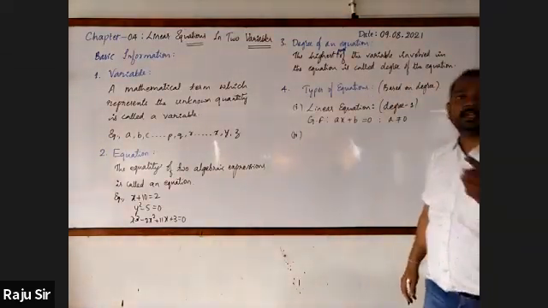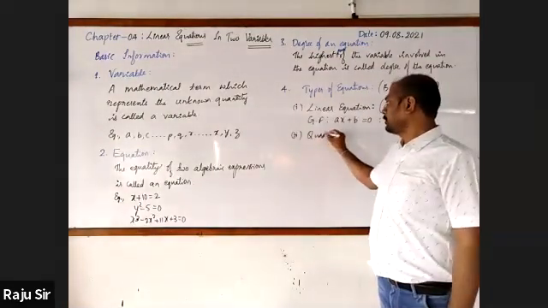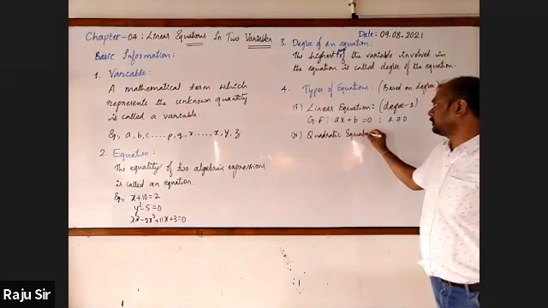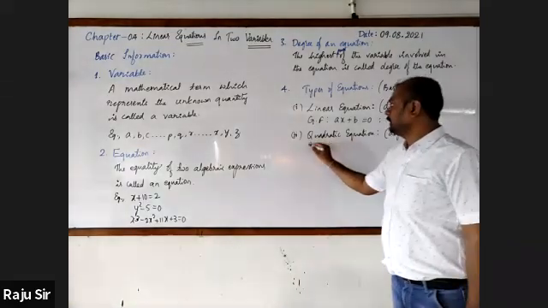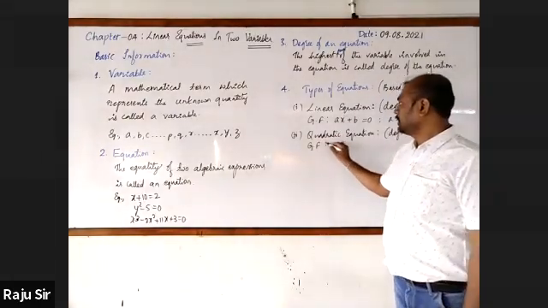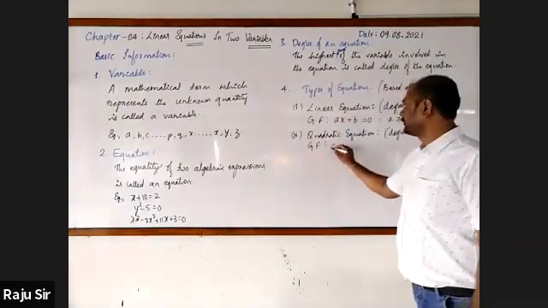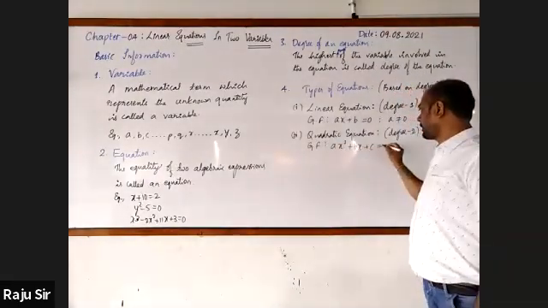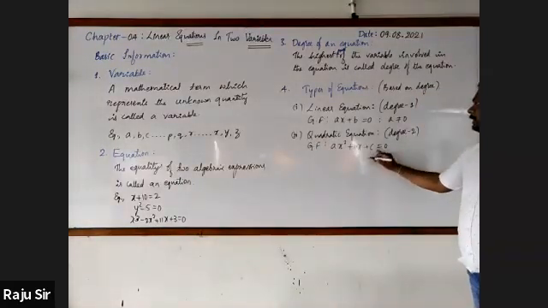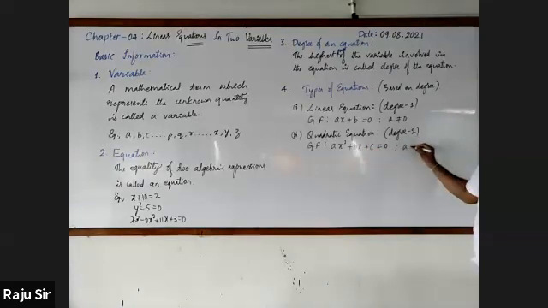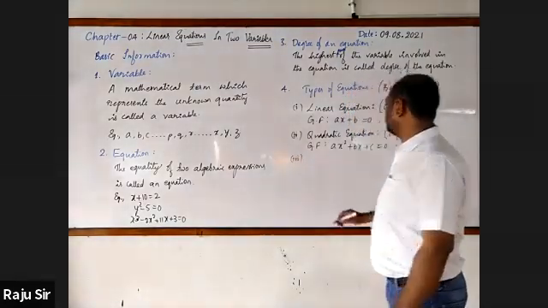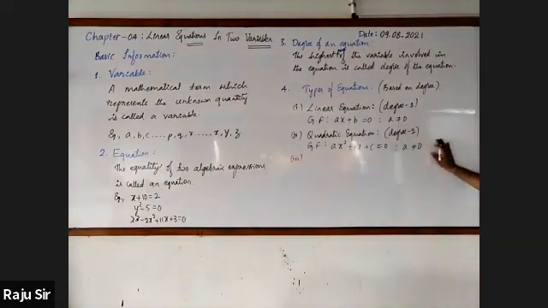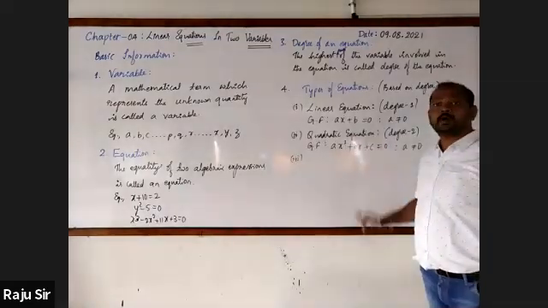What do you call an equation of degree 2? Quadratic equation. This is degree 2. And its general form? Ax square plus bx plus c equal to 0, where a is not equal to 0. This is the general form of quadratic equation.